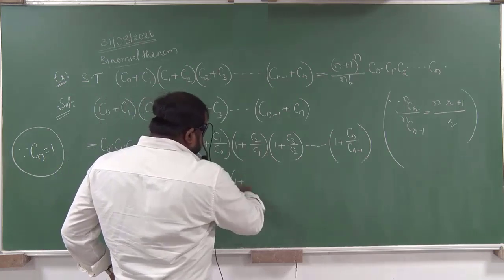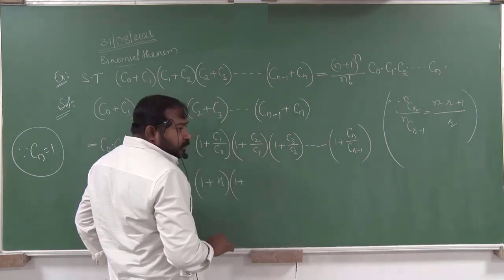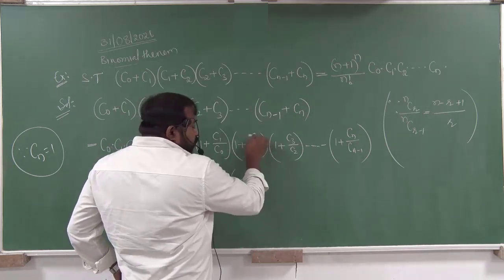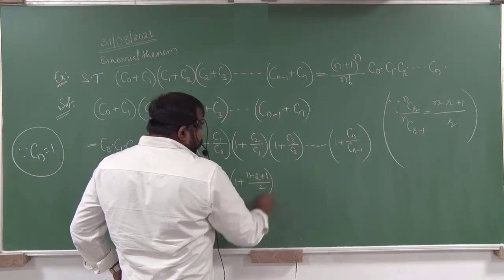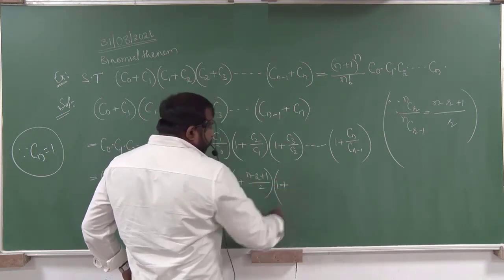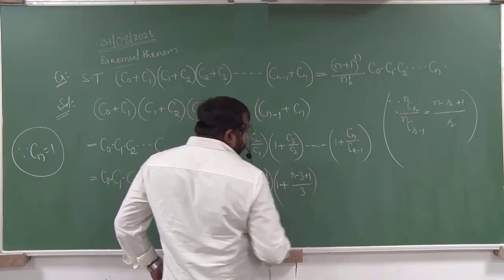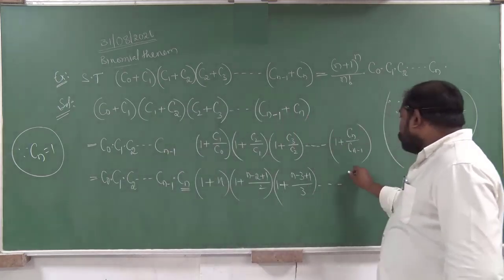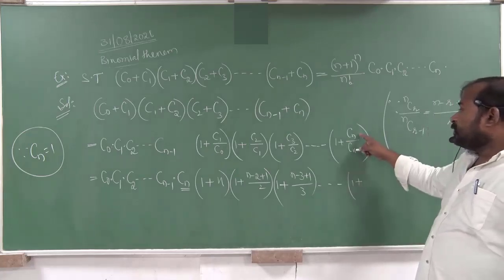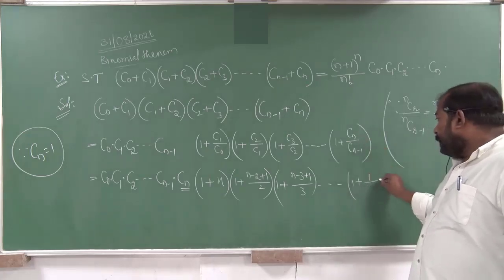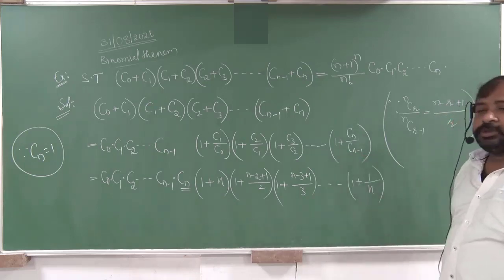Here what is the value? 1 plus nCr by nCr minus 1. Of course, in place of r, 2 is there. So n minus r plus 1 by r, you will get this one. Here 1 plus, this is the value, n minus r plus 1 by r. Up to so on, what is the value? Here you will get 1 plus nCn by nCn minus 1, which means nC1, n, you will get this one.